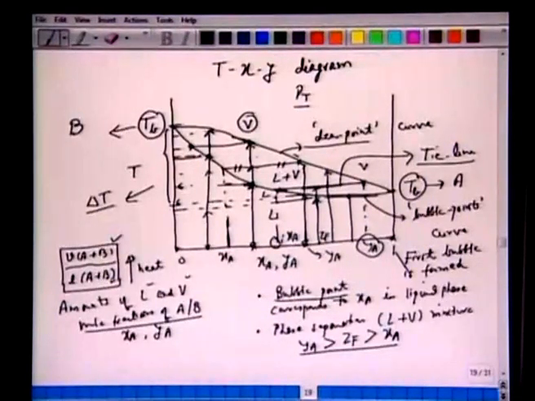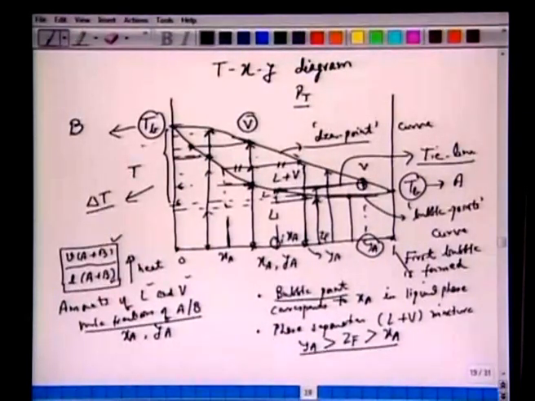You can see Ya is greater than ZF and ZF is greater than Xa, which means there is an enrichment. We are starting with 60% mole fraction of A. Now we have been able to achieve 80% of A in the vapor phase and 40%, for example, lesser than the feed composition, in the liquid phase. So essentially we have Ya greater than ZF greater than Xa.